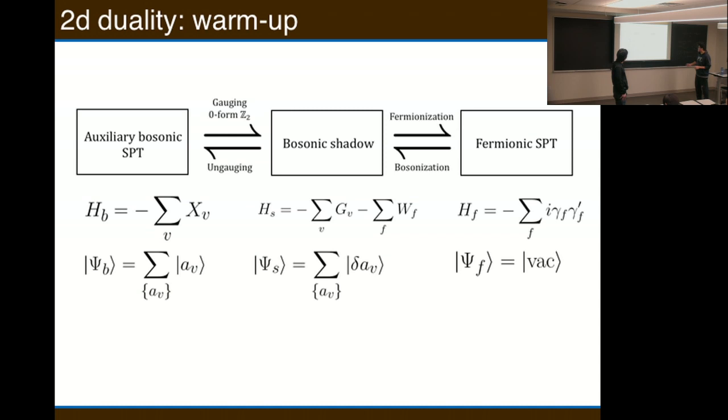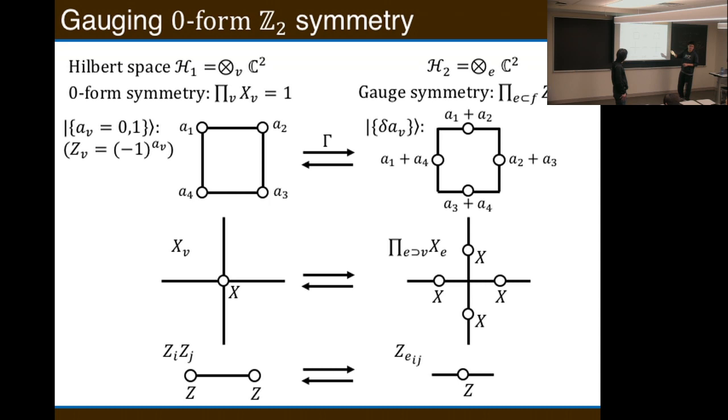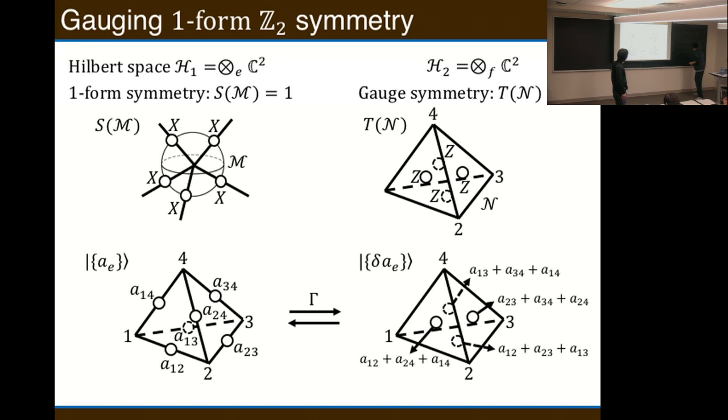And also operators. Let me go to the one-form symmetry. In gauging a zero-form symmetry, this is the mapping between states, and here is the mapping between operators. In gauging a one-form symmetry, we can write down similar mappings. For example, the operators which commute with the one-form symmetry: the first is X on face F_E. This will be mapped to the product of X operators on faces F such that F contains E. So this is one mapping.